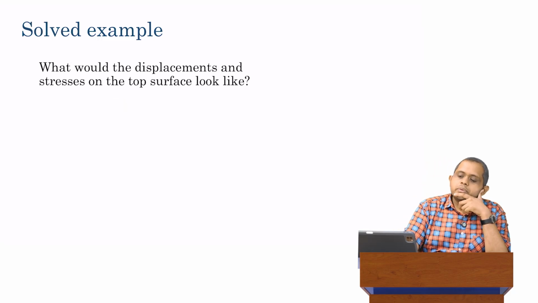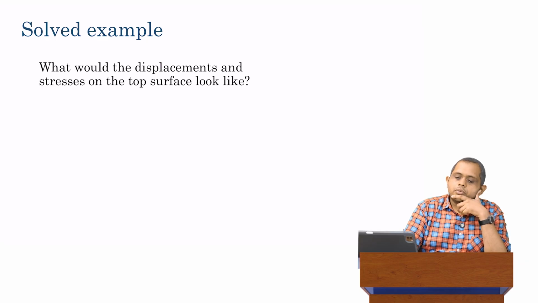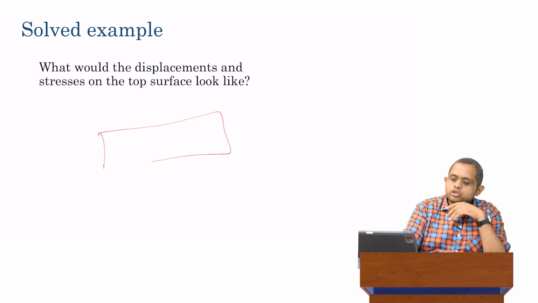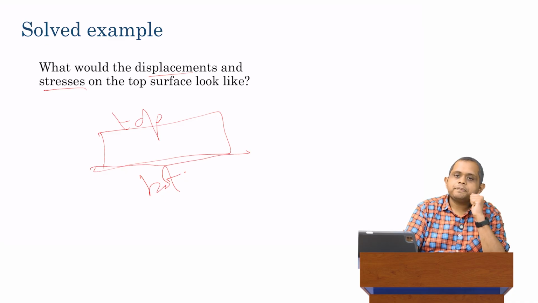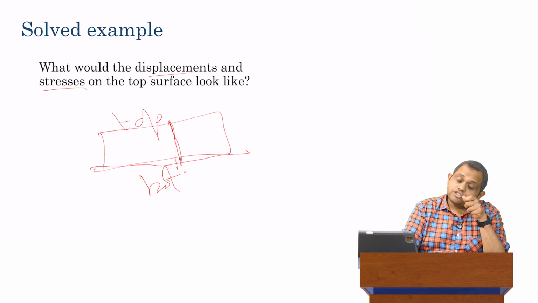Now, one question: what would be the displacements and stresses on the top? Everything we saw so far was on the bottom surface of the slab. The slab has a top surface and a bottom surface. The question is, what would the displacements and stresses on the top surface look like? Relatively straightforward to answer. Remember, the assumption we make for these medium thick plates is that there is no transverse shear strain.